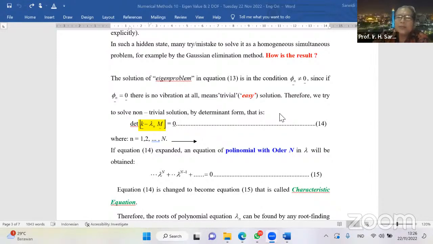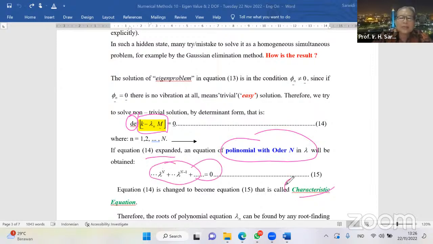Okay, and if you have the equation 13, yeah, equation 13 means what? Means that because this is a matrix equal to a 0 vector, you have to make the value of the determinant, the determinant of this value here, become 0. So n is 1, 2, 3, 4 until n DOF, degrees of freedom. So if expanded, the equation is a polynomial with order n, so you can write down this one. This is called the characteristic equation.